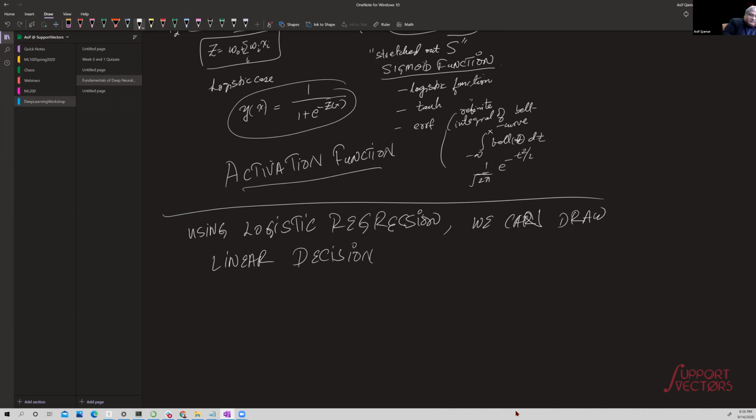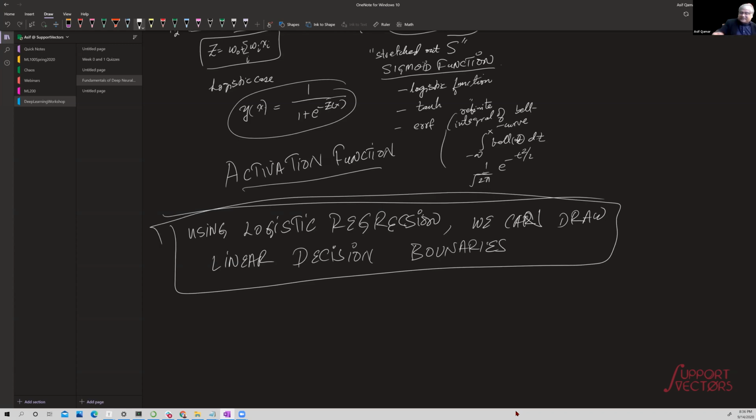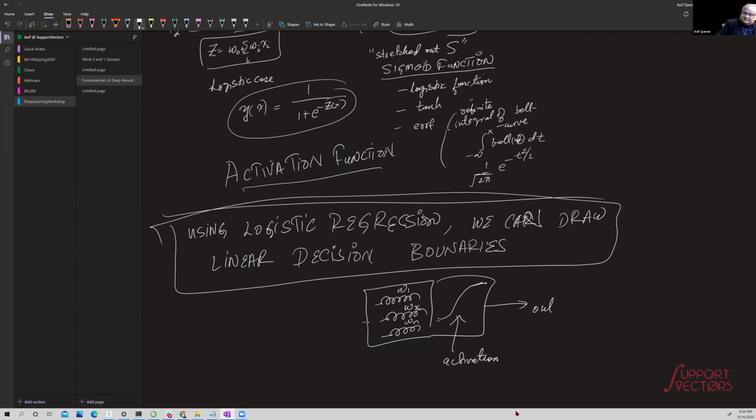This is a summary of where we were going, boundaries using logistic regression. And how does a logistic regression look in terms of physicality? It looks like this. First is this bunch of weights, W1, WK, WN, and then this distortion, this activation box, and then finally your output. And here goes your X1, X2, X3.